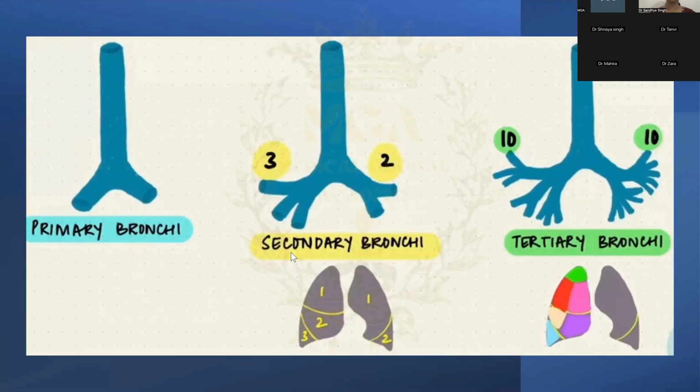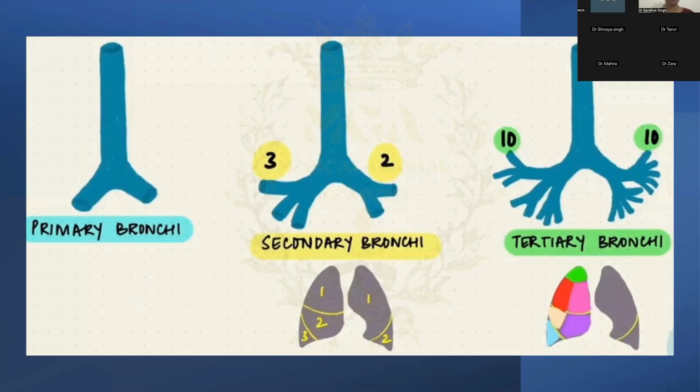So it is also known as the lobular branch. The right lung has 3 lobes and the left lung has 2 lobes. So any defect in the development of these secondary bronchi can lead to a lobulation defect. The secondary bronchi give rise to tertiary bronchi. These tertiary bronchi are nearly 10 on both sides. These are segmental bronchi, and this is the lobular bronchi. There are 10 bronchopulmonary segments in each of the lungs.